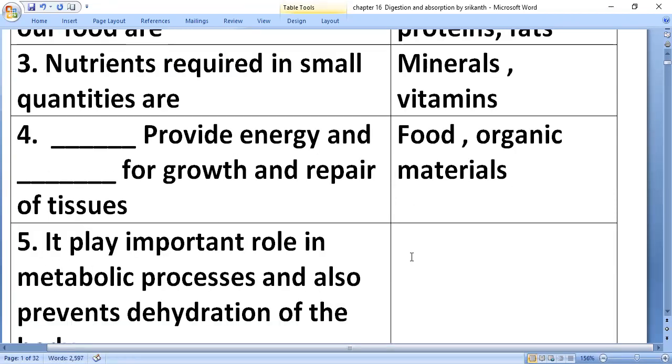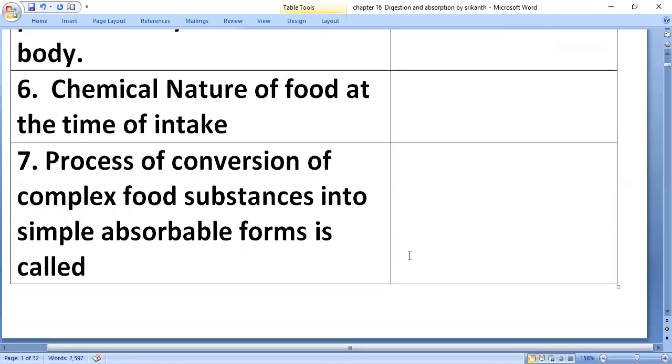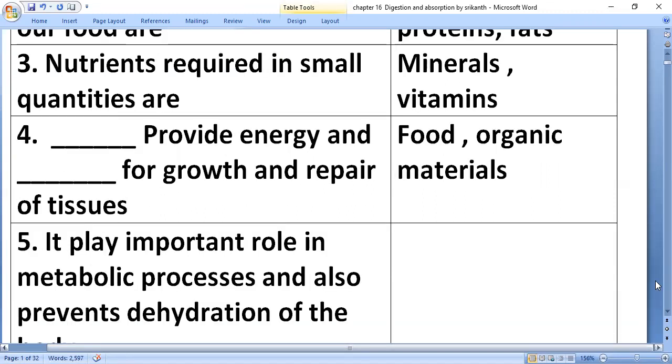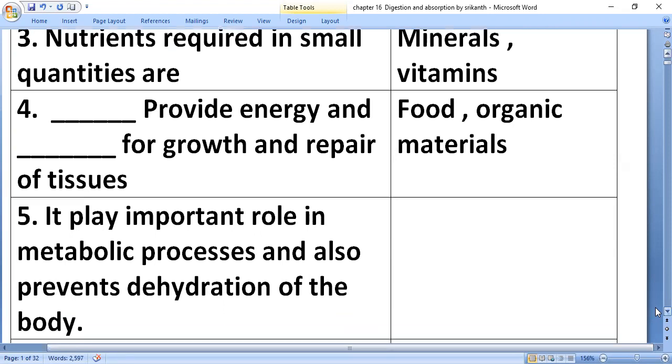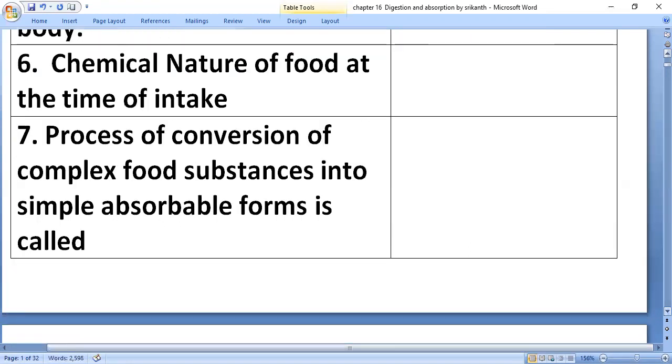Question number 5. It plays an important role in metabolic processes and also prevents the dehydration of the body. Water plays an important role in metabolic processes and also prevents the dehydration of the body.